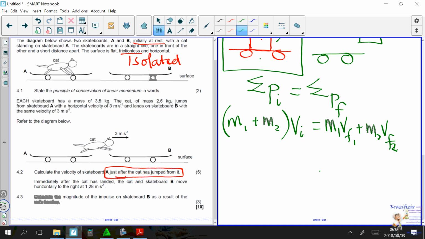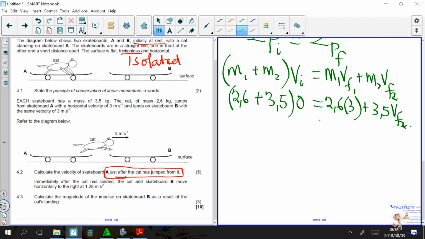What is m1, which is the mass of the cart? It is 2,6 plus the mass of the skateboard, 3,5, equals 0. Then the mass of the cart again, we said 2,6. By the way, the cart jumps at 3 meters per second to the right. Remember we said the direction of motion of the cat is positive. So this is positive 3 plus 3,5. I do not know this velocity, the final velocity of skateboard A.